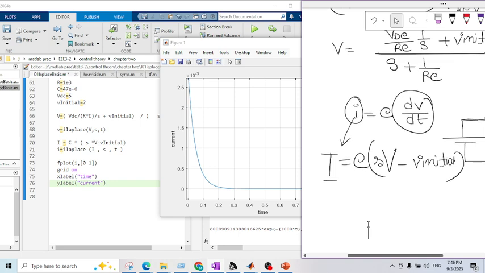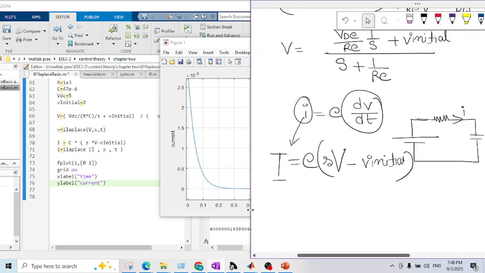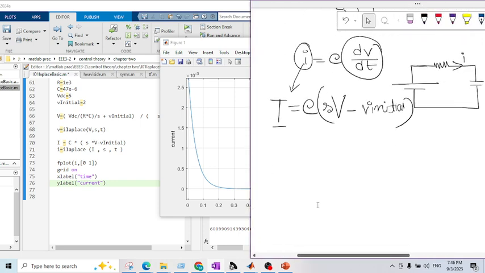And you can also find the voltage across the resistor. How you can find this? This is the voltage across this resistor, which is simply equal to IR. So in a similar technique you can find the voltage across this resistor.